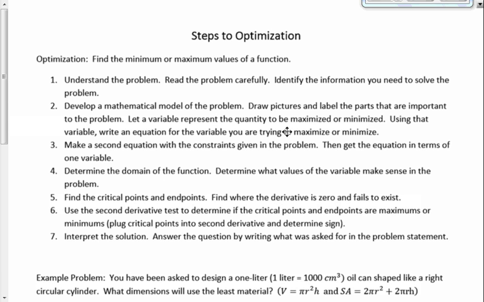Hello, we are talking about optimization today. So what you have in front of you are the steps to optimization, and what I would like for you to do right now is go ahead and read 1 through 3 to yourself. So pause the video and read 1 through 3 now, please.